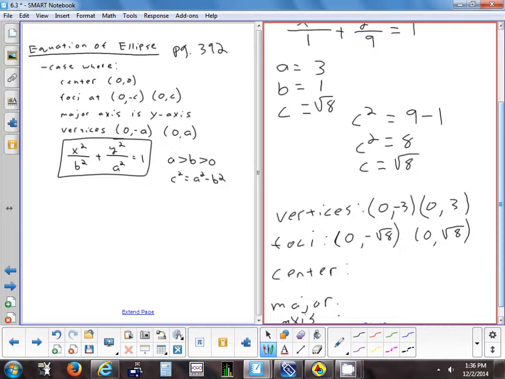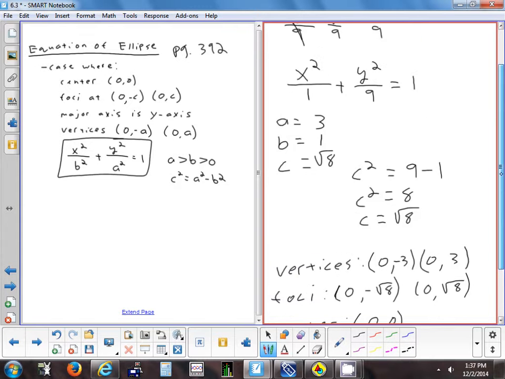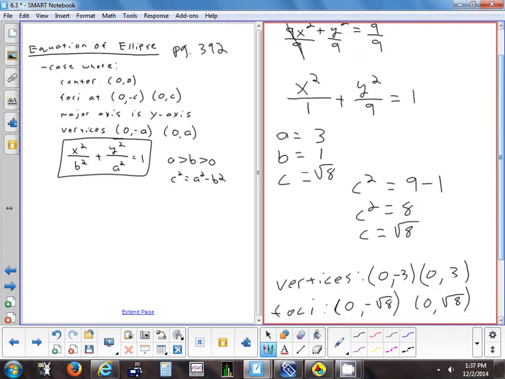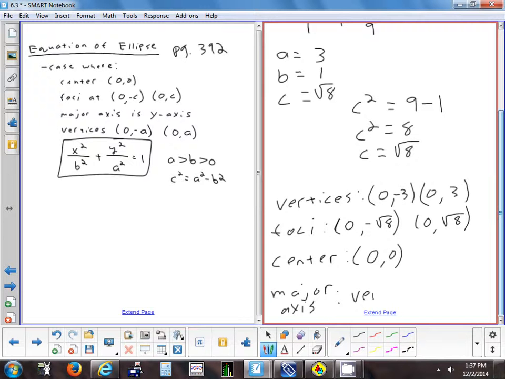Where's my center? 0, 0. We haven't started shifting. Until you see an H and a K in these formulas, there's no shifting yet. Now major axis. Okay, my trick, look where the bigger number is, and that tells you if it goes vertical or horizontal. Yep, bigger number is under the axis that goes vertical. So this is vertical. Okay, and we're done. Any questions on that one?